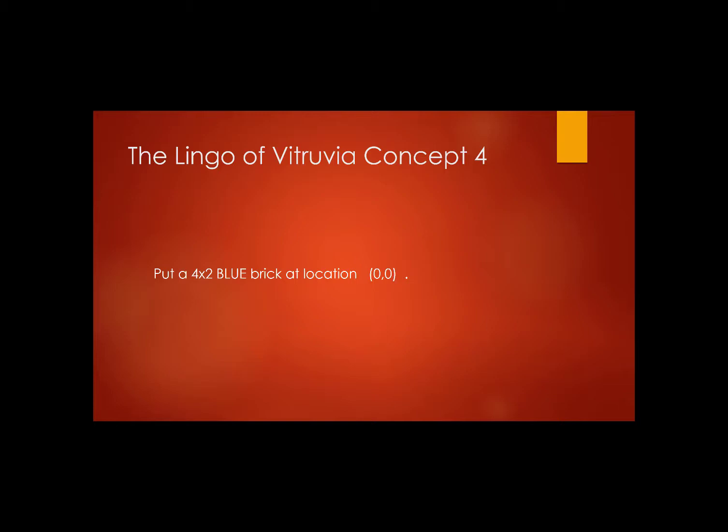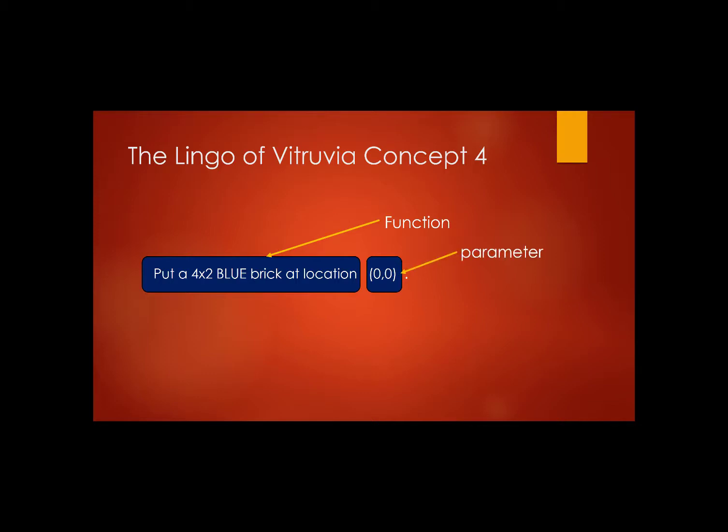Now we're going to break this sentence into two parts. The first part describes the shape and color of the brick, and we're going to think of that as a function for now. And the second part describes where that brick is to be placed on a grid, and that's going to be the parameter to the function.